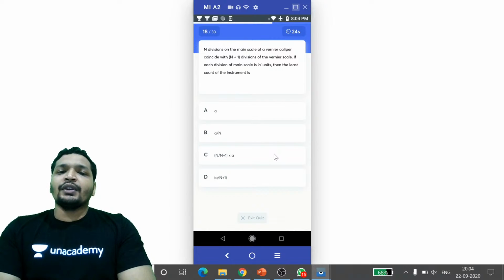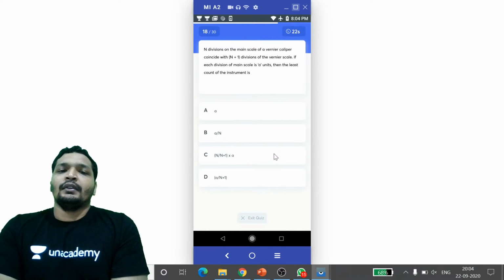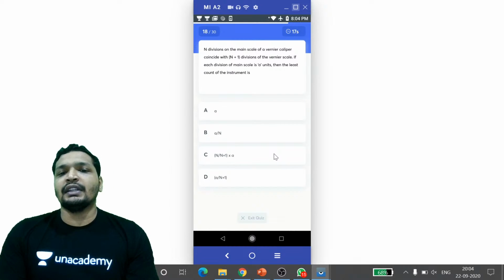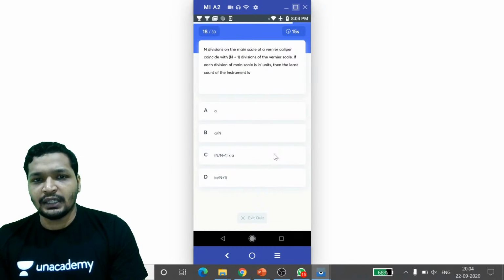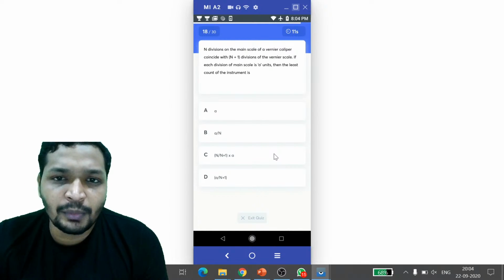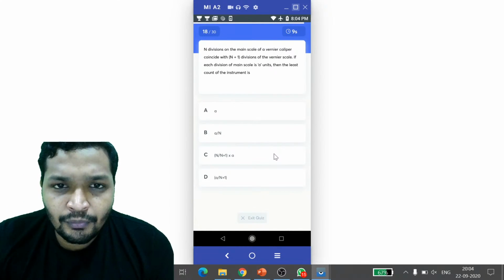And this one, it's going to be: n divisions on the main scale of a vernier caliper coincide with the n plus 1 divisions of the vernier scale. If each division of the main scale is a units, then the least count of the instrument is how much?